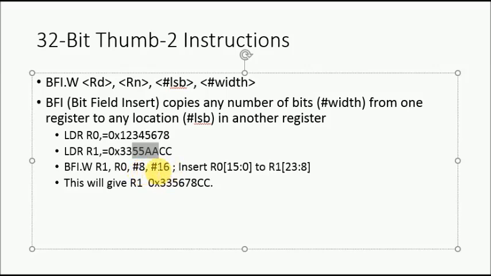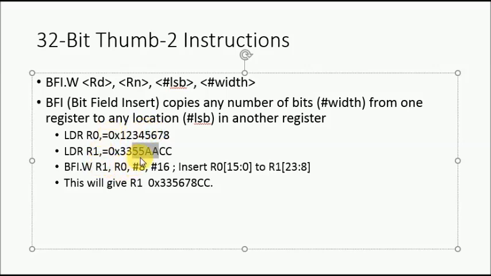So here the first 16 bits are copied to that particular position. This 33 will remain the same, this CC will remain the same. After execution of this instruction, only the 55AA is replaced with the new data which is specified in R0. So the content of R0 is transferred to the R1 specified in the instruction, that is, position is D8 and width is 16. So the first 16 bits are selected from this source Rn, that is here R0, and the 16 bits are transferred to the register R1.